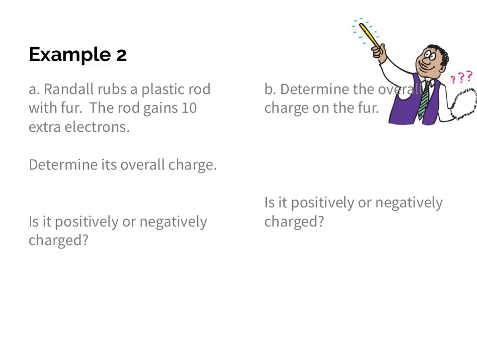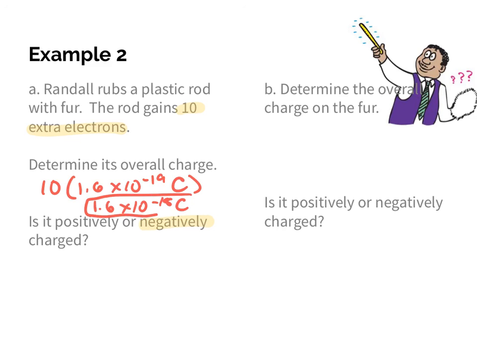So now let's say that we have Randall that rubs a plastic rod with fur. It says the rod here gains 10 extra electrons. So key thing, if it has 10 extra electrons, I know that it's negatively charged. So to find its overall charge, I would just take that 10 electrons at a value of 10 and multiply it by that fundamental unit of charge. So 1.6 times 10 to the negative 19th coulombs. And that would give me 1.6 times 10 to the negative 18th coulombs. Just take away a value of 10 there.